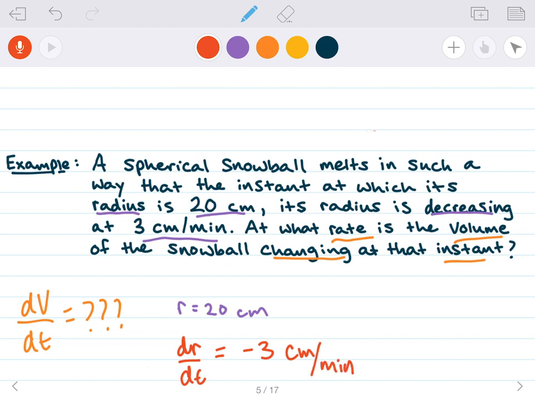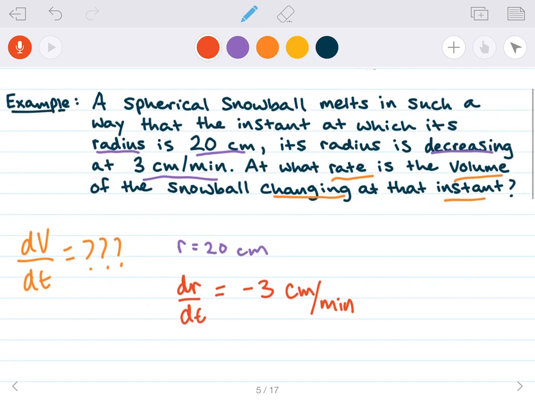And this is really all we need. Okay, so this is everything that the problem actually tells us. They tell us the change in the radius with respect to time. They tell us the radius at the instant we care about is 20 centimeters. And it says that we're looking for how the volume is changing with respect to time. And we should expect that this would be a negative value, right? Because as a snowball melts, the volume is getting smaller and smaller and smaller. So we do expect this to be negative.